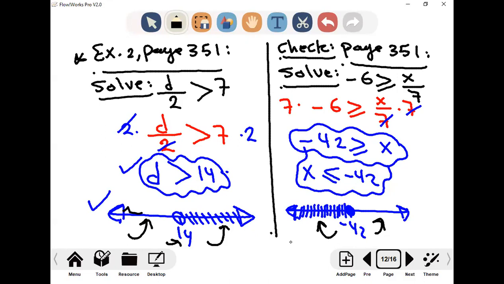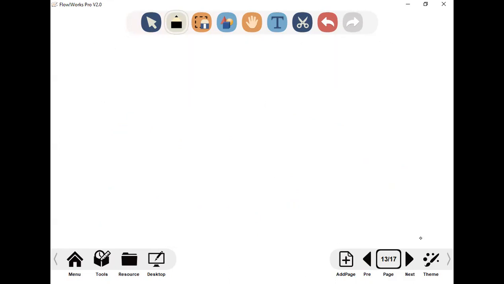Got it? Right. Now, let's go to the apply question on page 353, and let's read it together and solve it. Are we done with the check? So, let's go to the apply question, page 353. Read, Ya Umar.